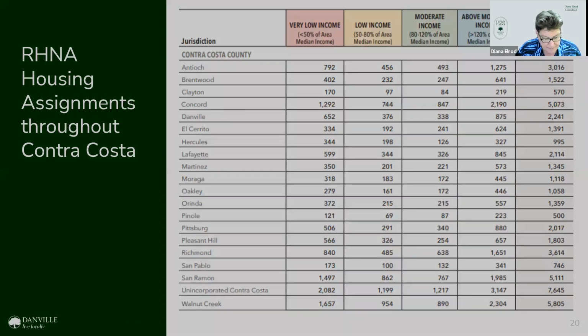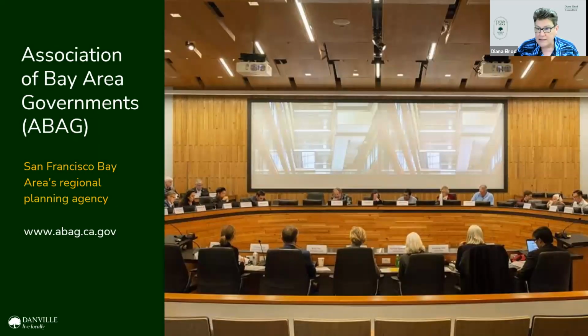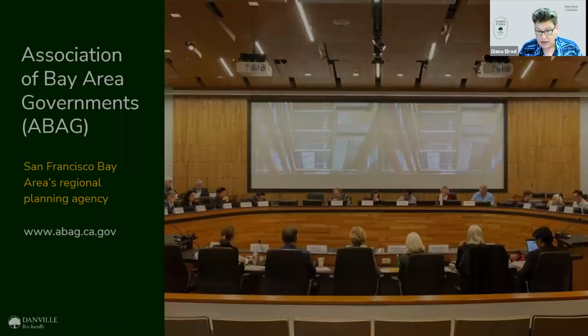Next slide, please. And you will ask, who gave us this assignment? It's the San Francisco Bay Area's regional planning agency called the Association of Bay Area Governments, or ABAG. And one of ABAG's responsibilities was to develop a methodology for the distribution of those 441,000 units assigned to the Bay Area, to its 101 cities and 9 counties. This leads to our next activity. Could we have the next slide?